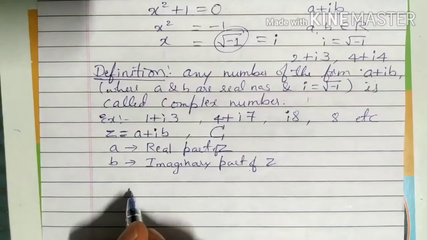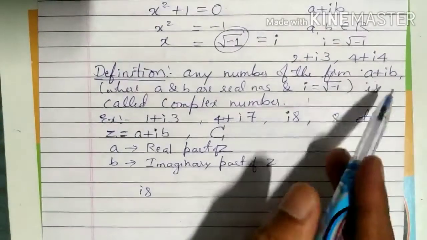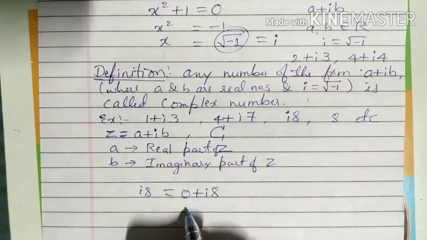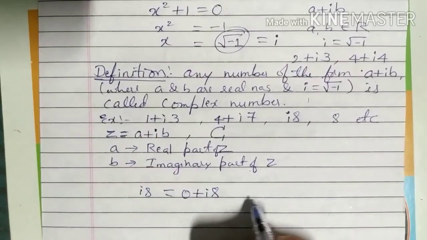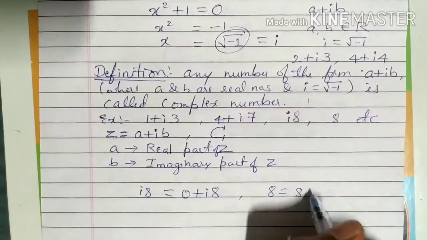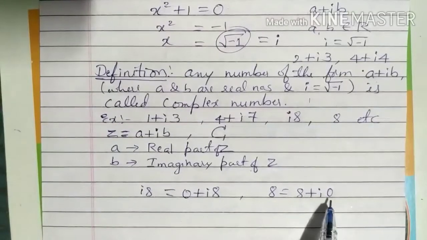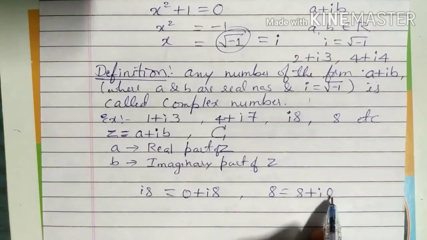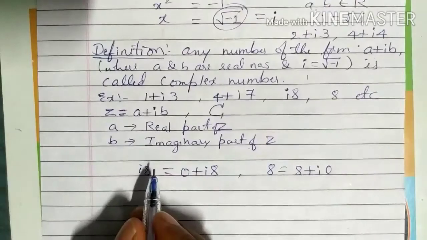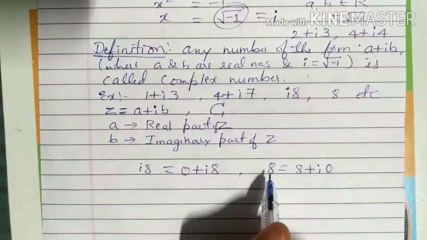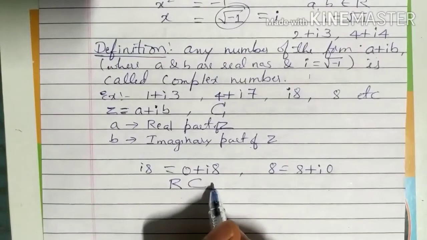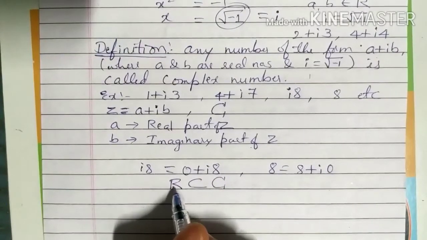For i8, I can express it in the form a plus ib, because I can write it as 0 plus i8, where 0 is a real number. In the same way, 8 I can write as 8 plus i into 0, because multiplying any number by 0 gives 0, and 0 plus 8 will be 8 itself. So it is in the form a plus ib. Here the imaginary part is 0, and there the real part is 0. Thus I can say that every real number is also a complex number. Therefore R is a subset of the complex numbers, that means every real number belongs to the complex numbers.